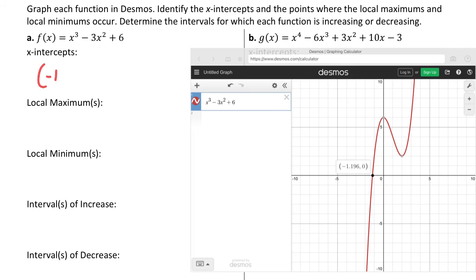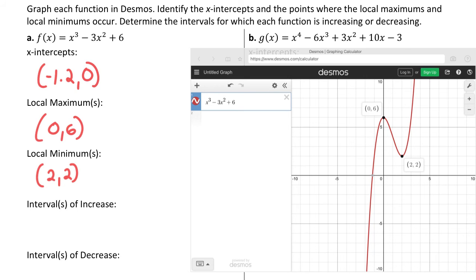I could do -1.20. That's my only x-intercept of that graph. A local maximum would be this point, (0, 6). Okay, so (0, 6) would be my only local maximum. My local minimum would be the point (2, 2). Okay, so that helps me find my turning points. The tough part here is to understand intervals of increase and intervals of decrease.